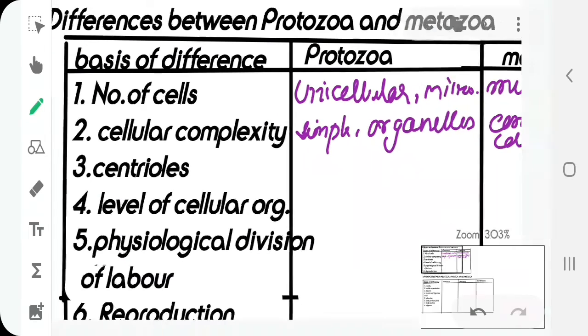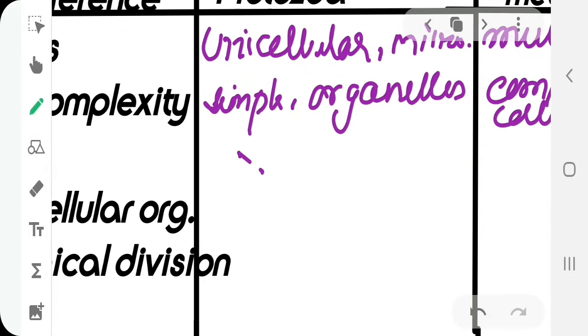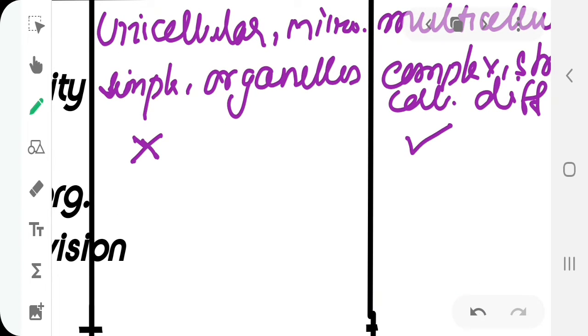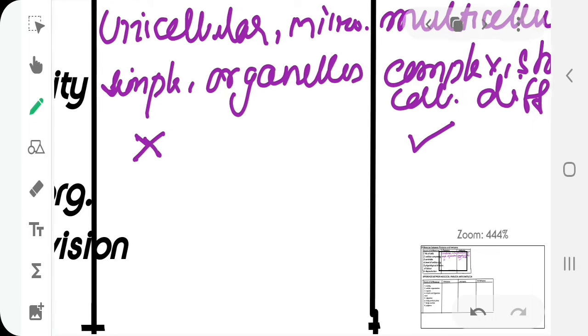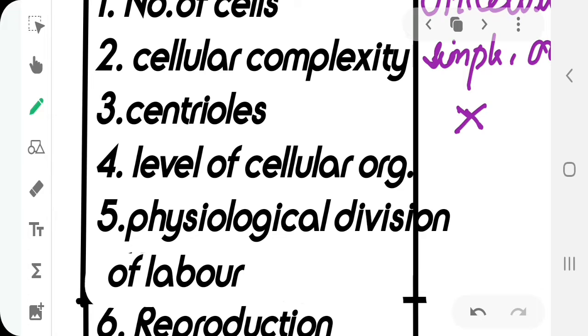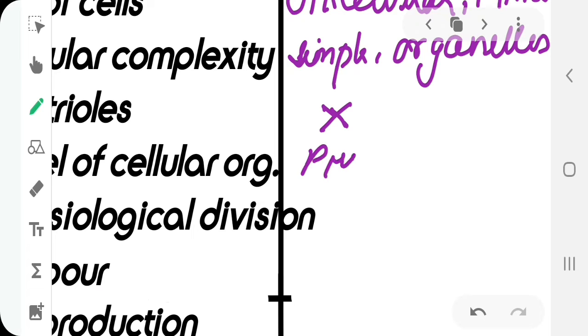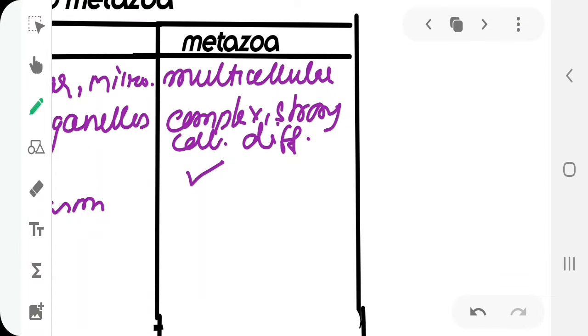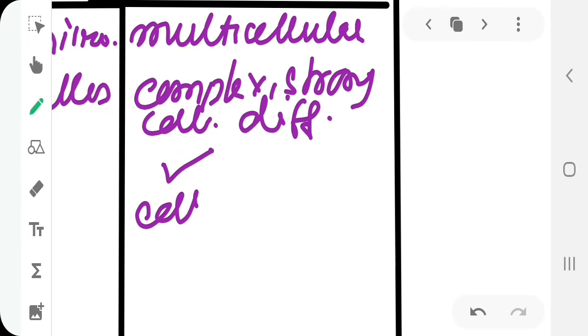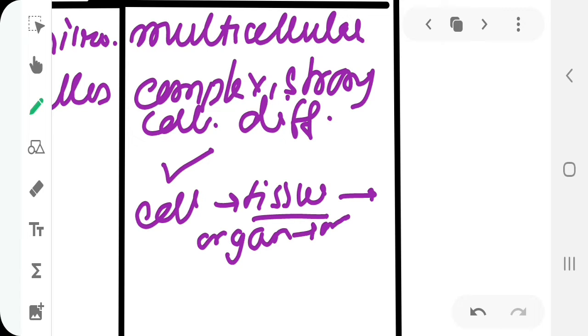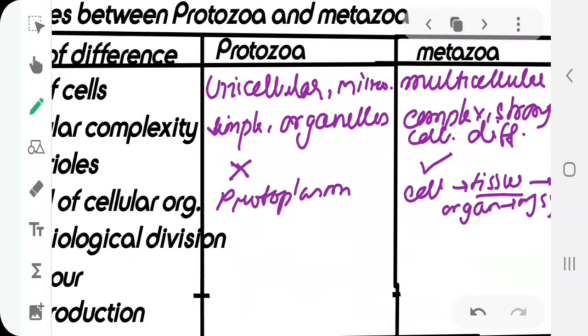Next we'll see the centrioles. The centrioles are absent in case of protozoa. They are present in case of metazoa. The level of cellular organization in case of protozoa is cellular level, so they are only made up of the protoplasm, whereas in case of metazoa they have cells, the cells functioning together, they have a single function, then we call it the tissues. The tissues functioning together is known as organs, and then we can also have organ system. So this is their level of organization.